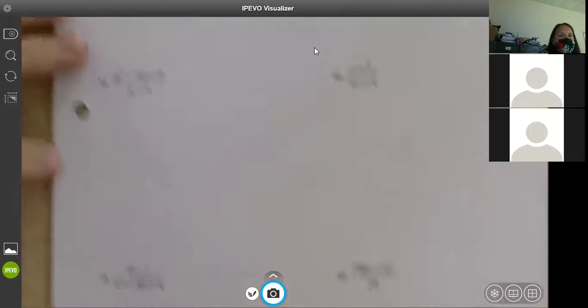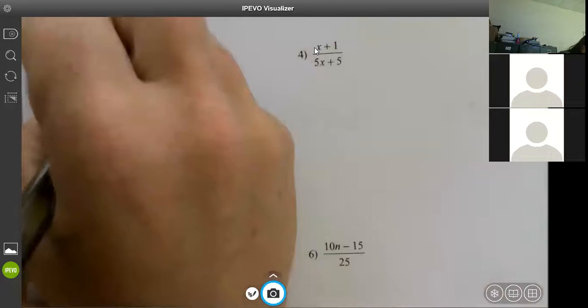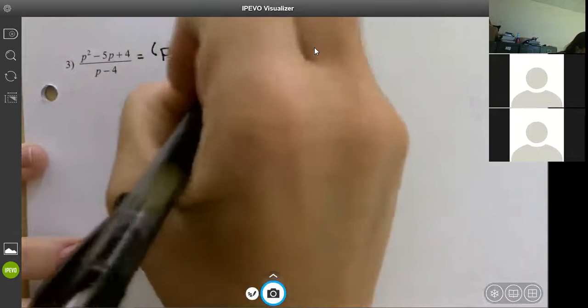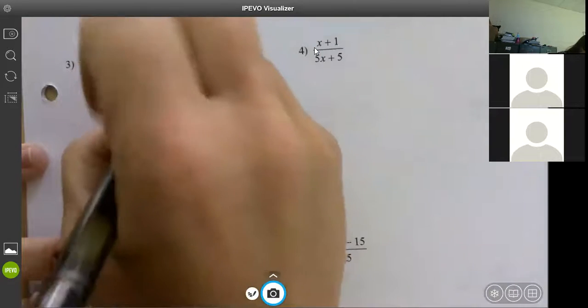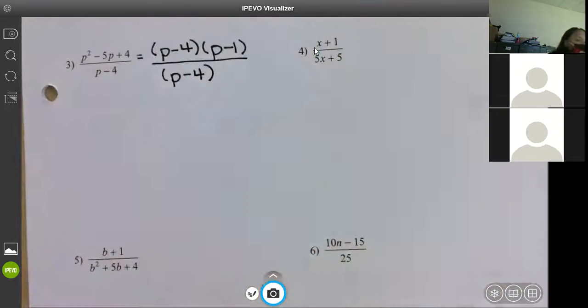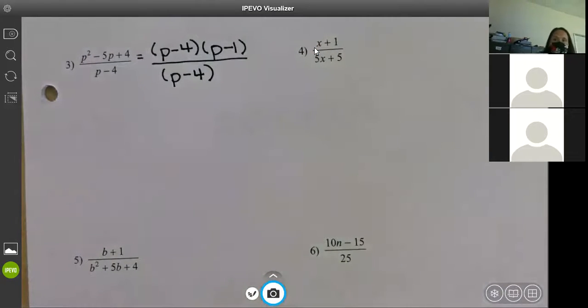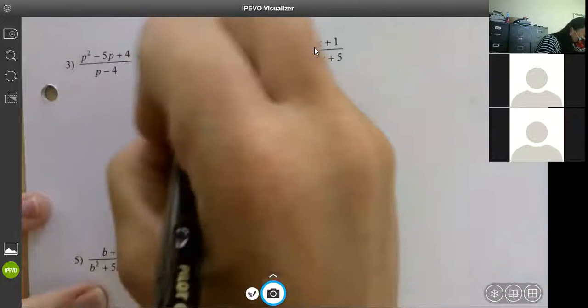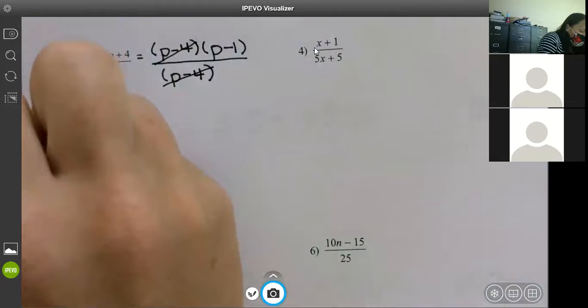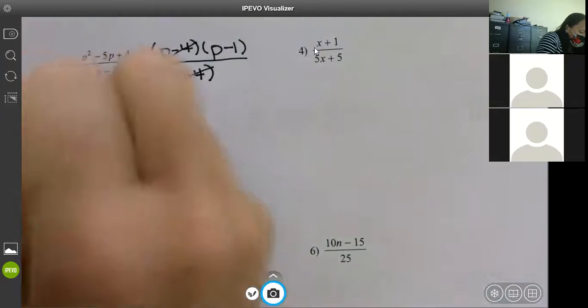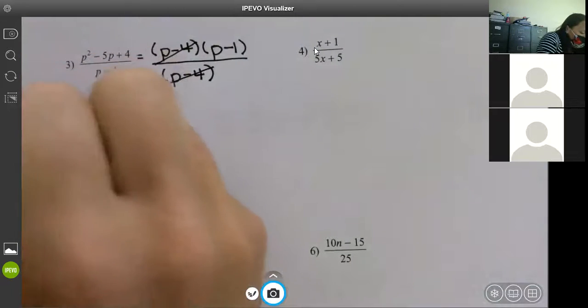Okay. Look at your next one. How do I factor the top? p minus 4 and p minus 1. On the bottom, I have a p minus 4. What do I do? Mark them out. What is that called? A hole. We have a hole where that equals 0.